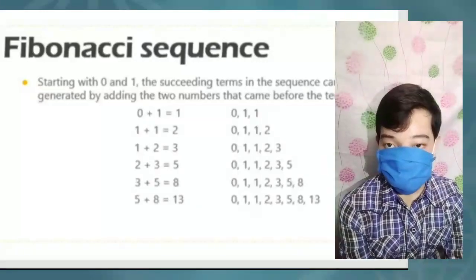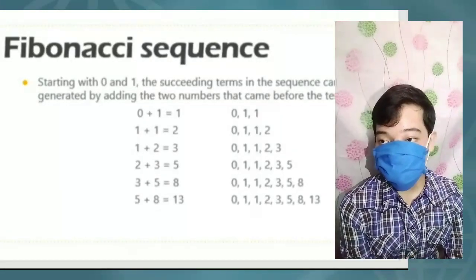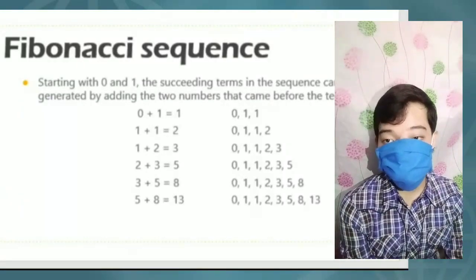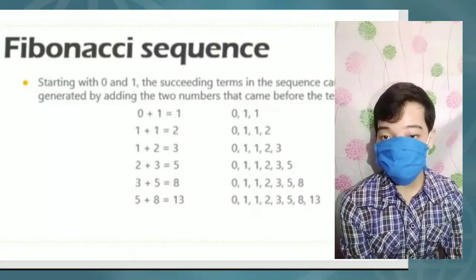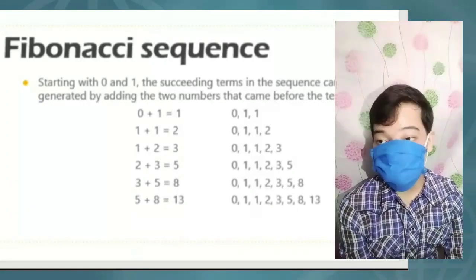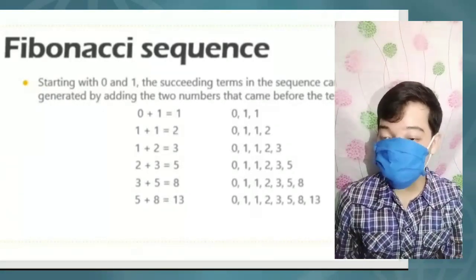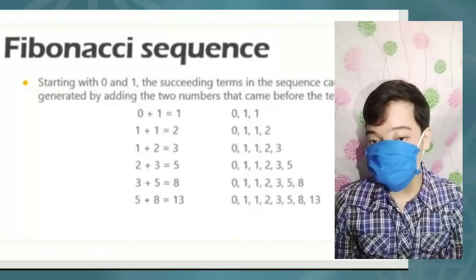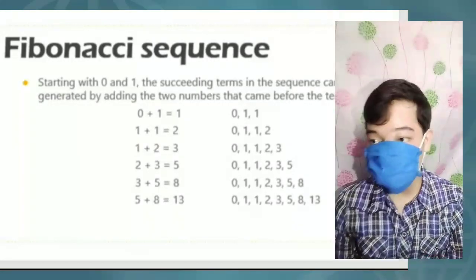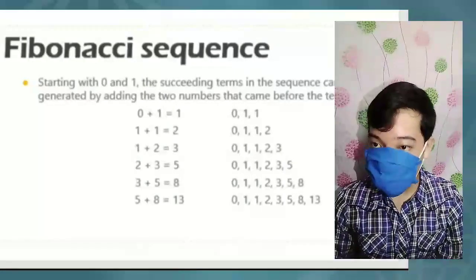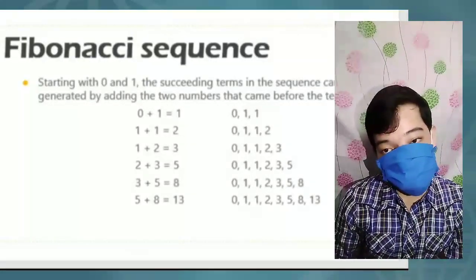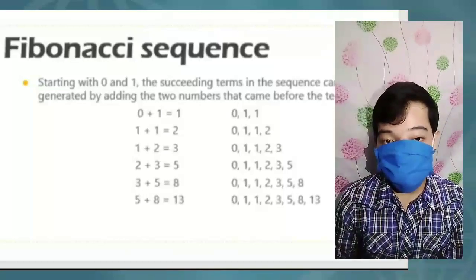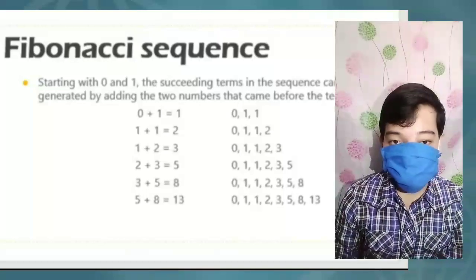So, if we add 0 plus 1, the result is 1, and 1 plus 1, we have 2, 1 plus 2, we have 3, 2 plus 3, we have 5, 3 plus 5, we have the result of 8, 8 plus 5, we have 13, and 8 plus 13 is the next term, and so on and so forth. So that is the pattern in the Fibonacci sequence based on Fibonacci.